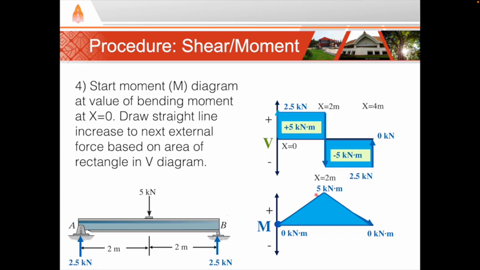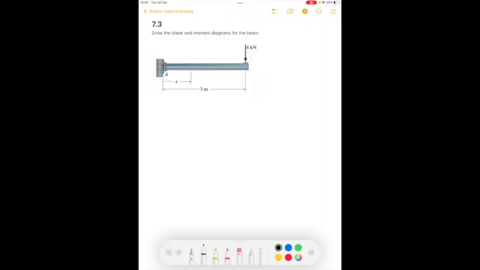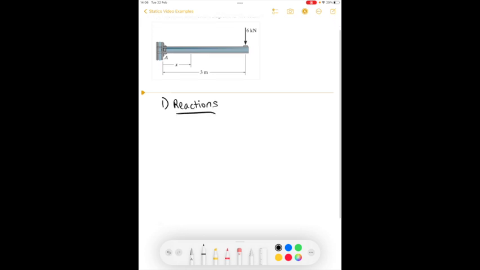I'll show you how to work through some examples. So this time, instead of finding the shear and moment at a single point, we want to draw a diagram that tells us the shear and moment at every point. But the procedures will be very similar. First, we have to solve for the reactions. So here we have a fixed joint at A.